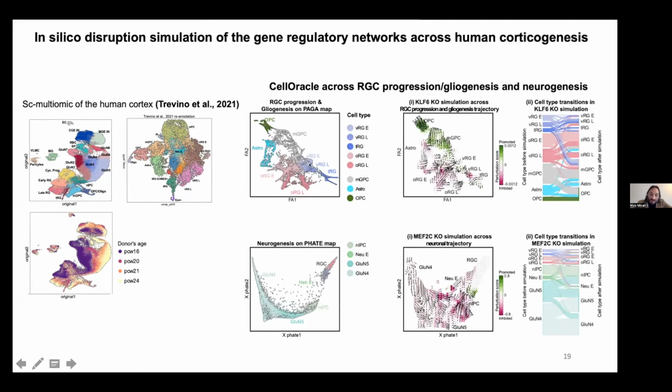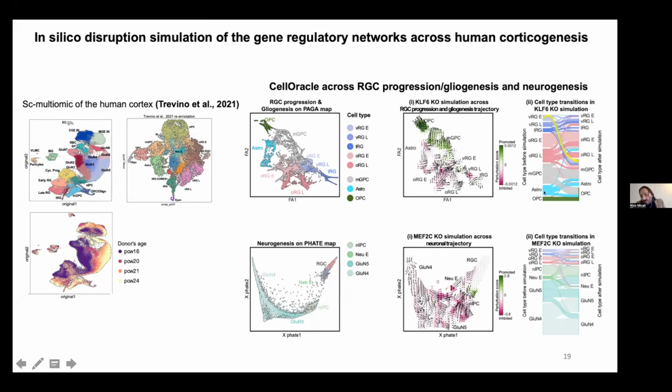So here you can see the radial glia progression and gliogenesis trajectory. Here you can see the neurogenic trajectory. And here I'm showing as an example the knockout simulation for 2 transcription factors: KLF6, which shows a high centrality across the gliogenic trajectory, and MEF2C, which shows high centrality in the neurogenic trajectory. Green means promoted transition. Red means inhibited transition. You can see that the KLF6 knockout inhibits the progression of the radial glia, but promotes the more gliogenic phase. Instead, here there is the inhibition of neurogenesis.